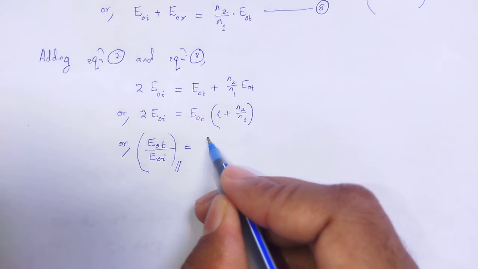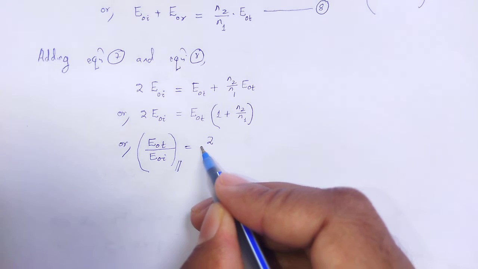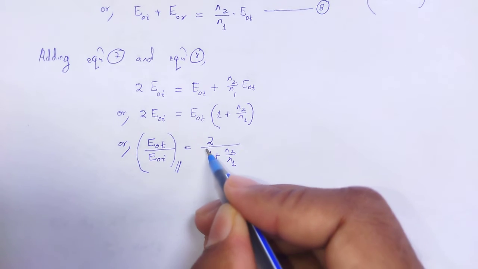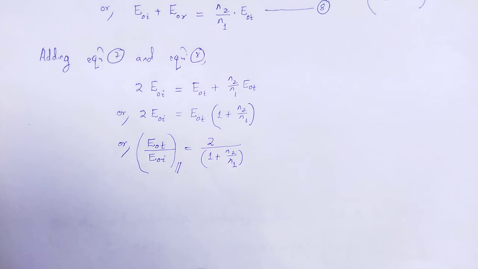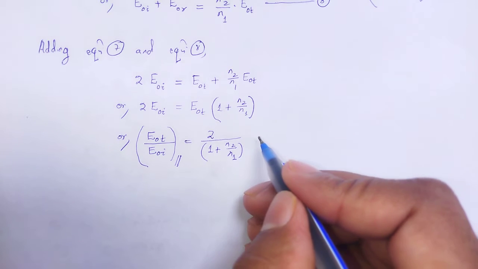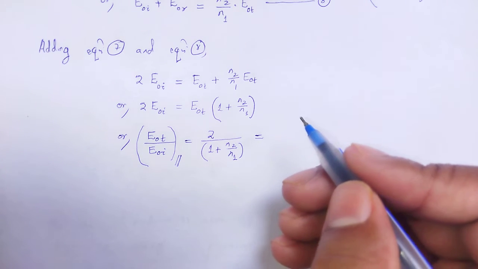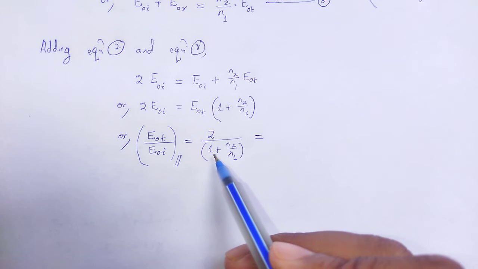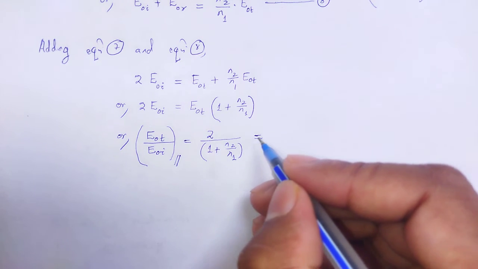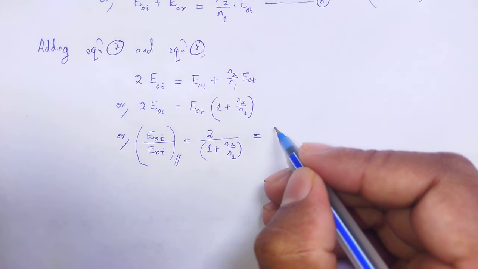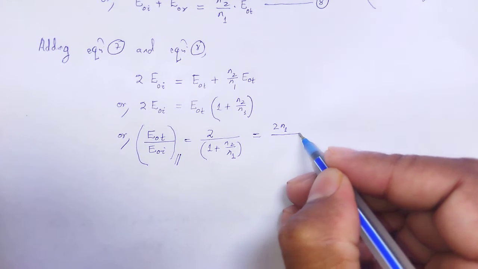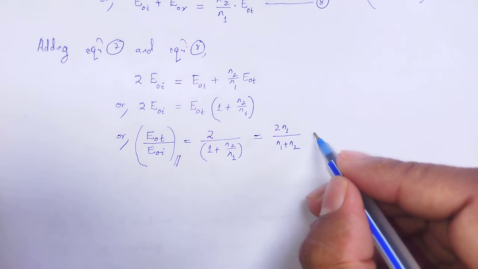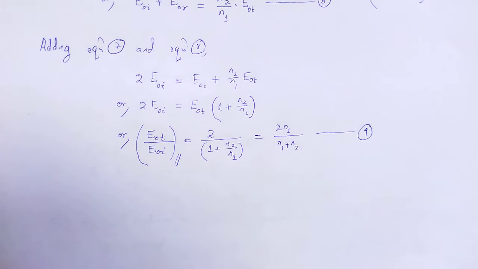it will be 2 divided by 1 plus N2 by N1, which is equal to, taking the LCM, in the numerator side, it will be 2 N1 divided by N1 plus N2, that is equation number 9.